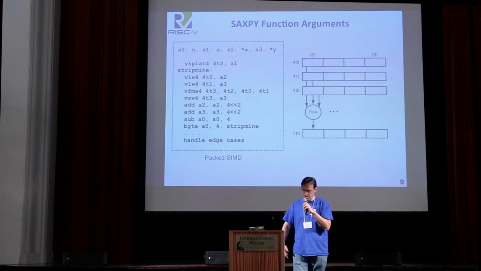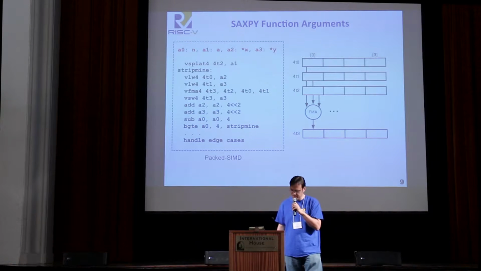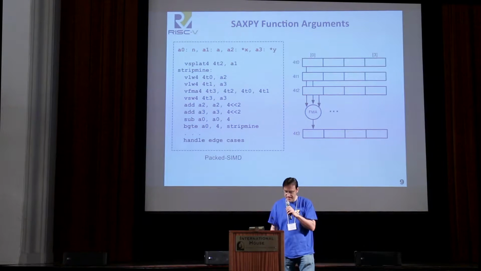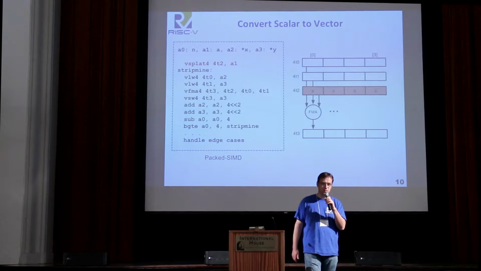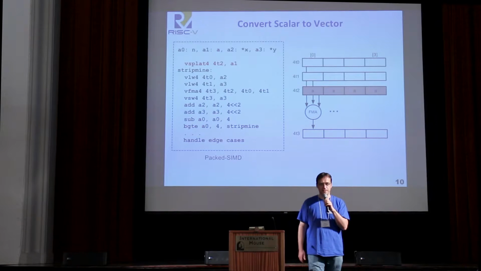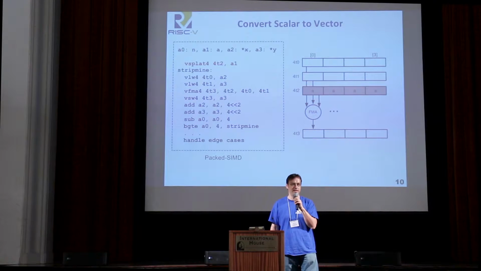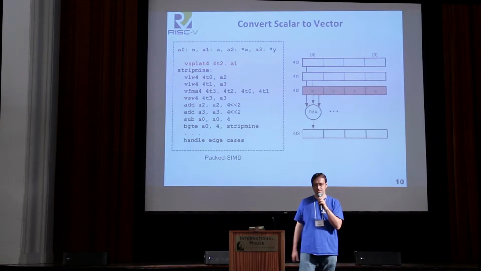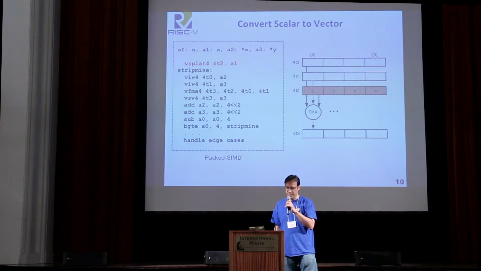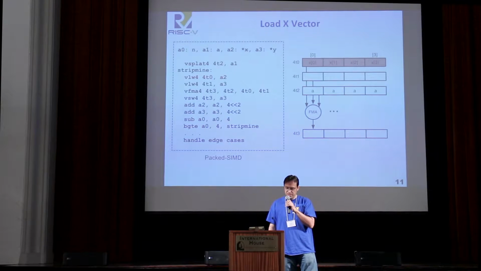Here are the function arguments coming in your argument registers, A0, A1, and so on. The first thing you have to do, since SAXPY is a scalar A times X plus Y, is take that scalar operand and splat it across all 4 elements of the vector. So now you've copied it into 4 positions. That's just overhead.